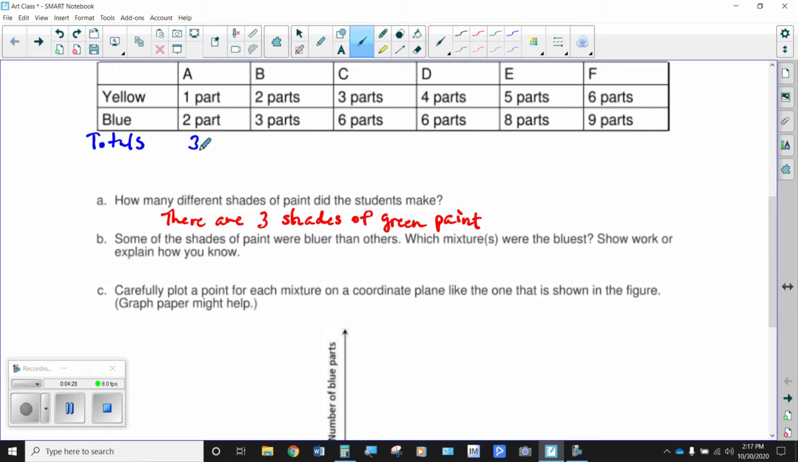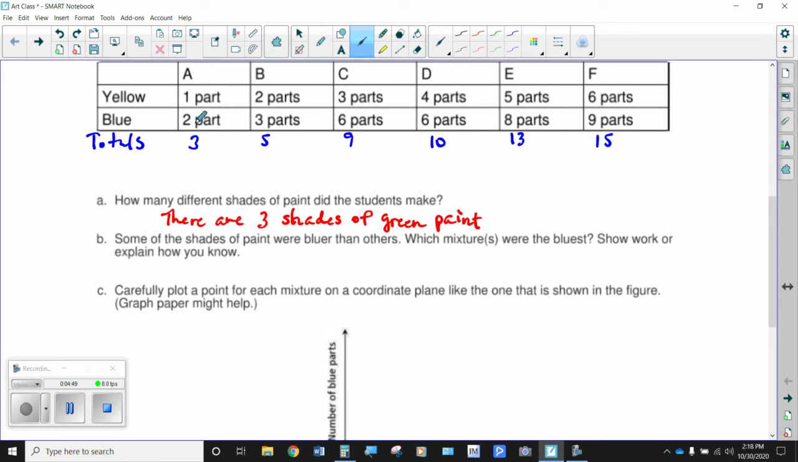That means you got a total of 3 parts. This one has a total of 5 parts. This has a total of 9 parts. This has a total of 10 parts. This has a total of 13 parts, and this has a total of 15 parts.